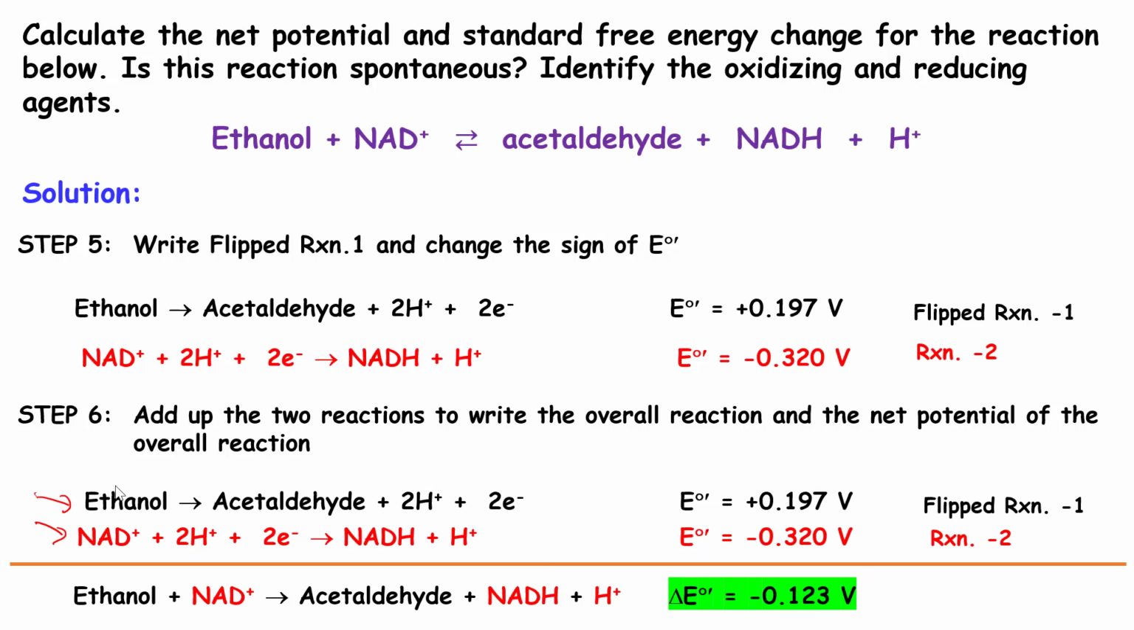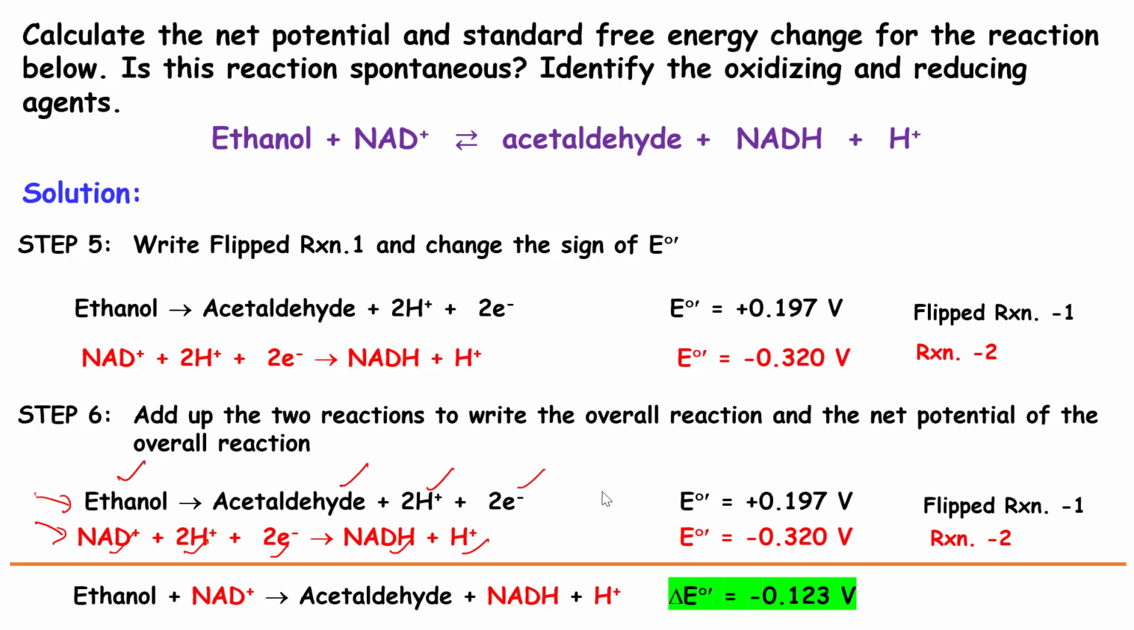So for example, ethanol is on the left side of the arrow for equation number 1. NAD plus is on the left side of the arrow of equation number 2. 2H plus is on the left side of equation number 2. 2 electrons are on the left side of equation number 2. On the right side, we have acetaldehyde, 2H plus, 2 electrons, NADH, and H plus. So these are the items. We're going to collect them all and write them together.